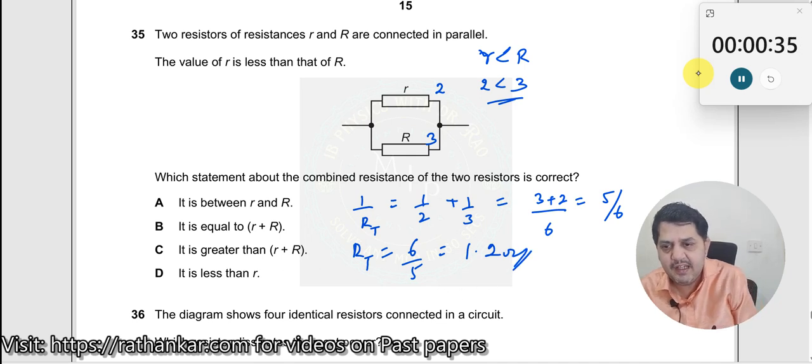Now you see, write down here 1.2, and 2 and 3. Now let us read this. It's between r and capital R. Is 1.2 between 2 and 3? No. So this is incorrect.